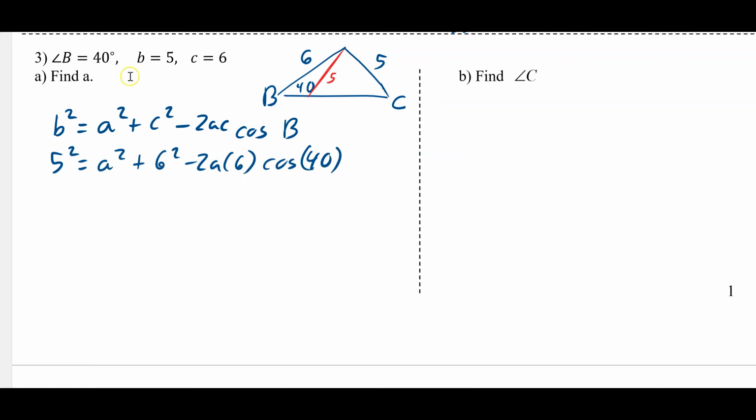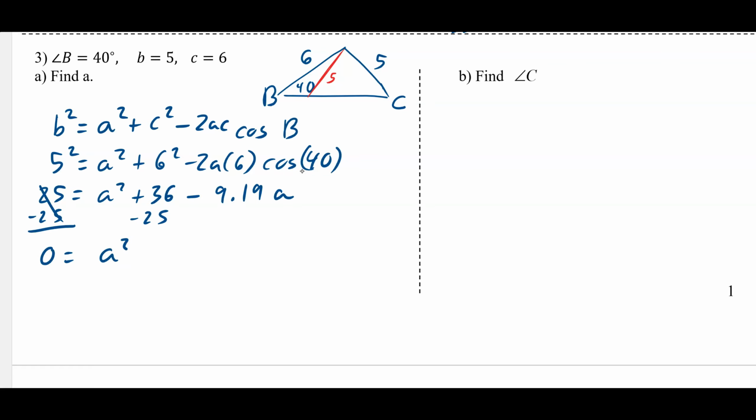You can see how we have the A squared and the A. This is where the quadratic happens, and you're going to get that plus or minus, which is where we get our 2 sides. So we get 25 equals A squared plus 36 minus, and then this last one you just want to plug in your calculator: 2 times 6 times cosine 40 gives us 9.19a. Now it's just using quadratic. We move the 25 over and put it in descending order: a squared minus 9.19a plus 11.